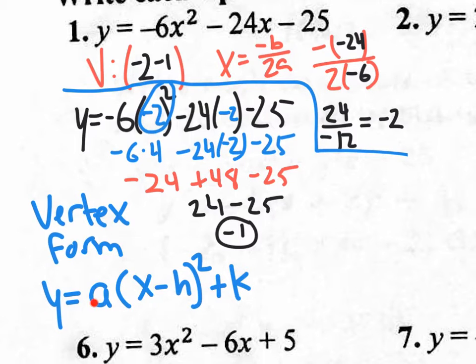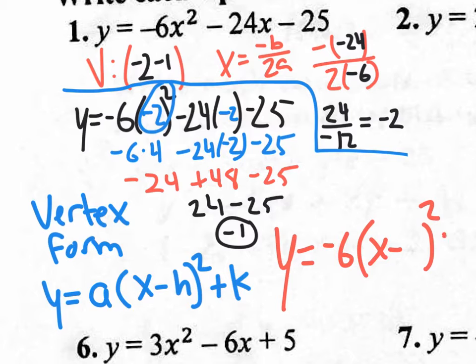Now, what is the a value? Well, the a value is the same as the a value in standard form. Okay? If you look up here, this one's in standard form. What's the a value up here? Is -24 the a value? No. Is -25 the a value? No. -6 is the a value. So right here in the vertex form, it's also going to be -6. So I have y equals -6 as my a value, parentheses, x minus h, I'm just going to leave a blank spot, squared, plus k. I'm going to leave a blank spot.